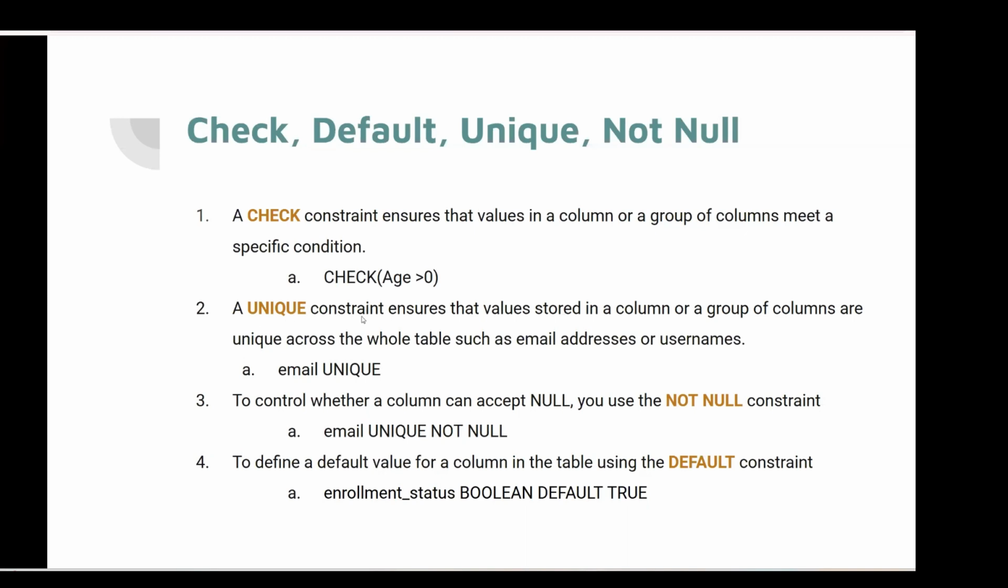The unique constraint ensures that values stored in a column or group of columns are unique across the whole table, like email address or username. So in a table, in each record, email address should be different. So I should give email unique. If I insert a duplicate email, it will throw me an error.